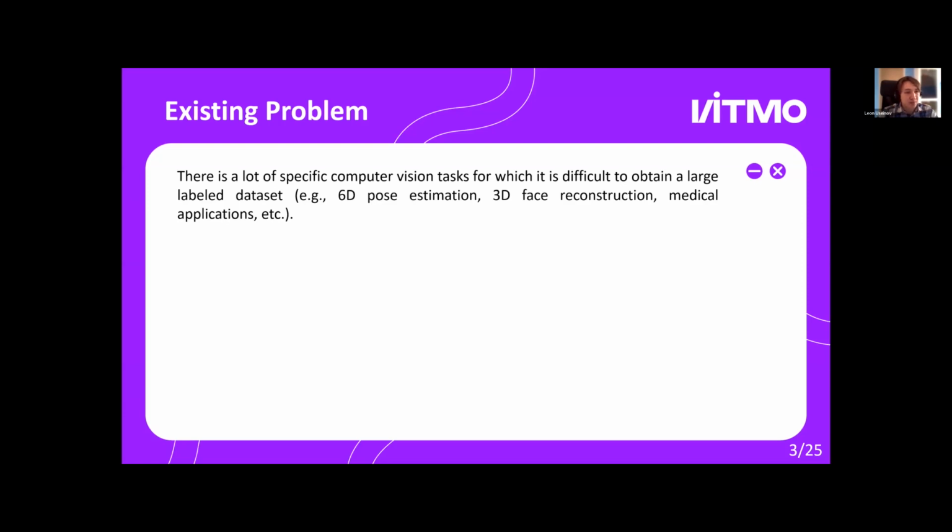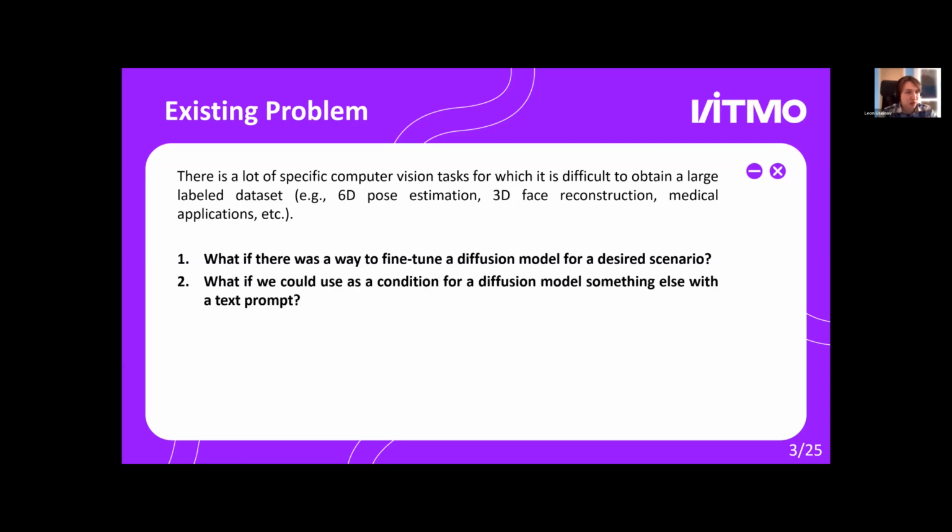So we have two questions here. First one is, what if there was a way to fine-tune a diffusion model for a desired scenario, to apply this photorealistic generalized model to some other scenarios? And what if we could at the same time use a condition for a diffusion model, something else besides a text prompt?